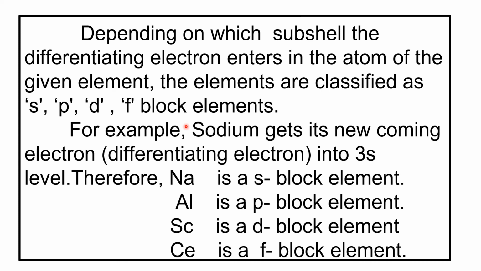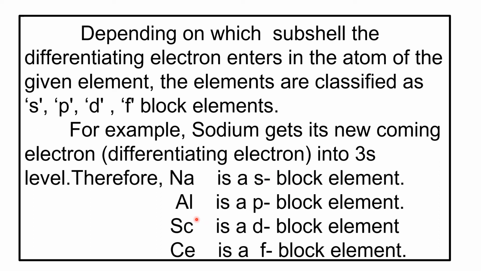So not only the different valence electronic configuration is giving the name of the group of the element. Now, the differentiating electron means when you observe the valence electronic configuration of them, the differentiating electron which enters into an atom of a given element can classify the group of the element as S, P, D or F block elements. For example, sodium gets its new differentiating electron into 3s orbital. So, sodium is S block element.